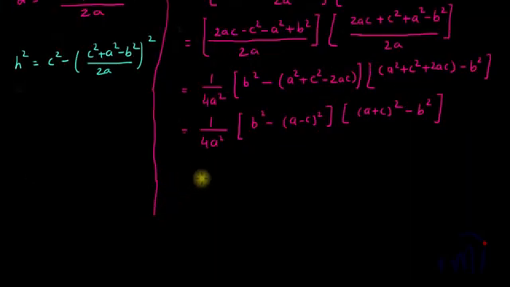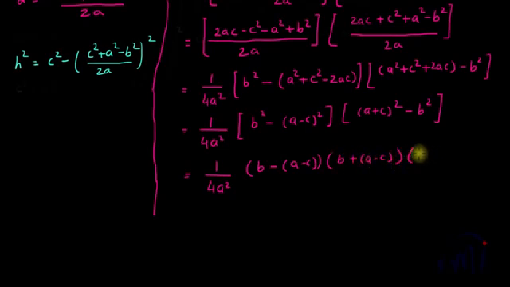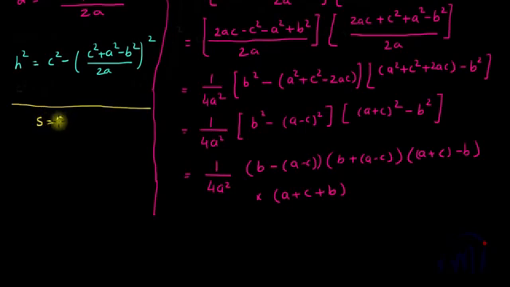So again, if I apply the formula of a square minus b square over here, this can be written as 1 by 4a square multiplied by (b minus a minus c) multiplied by (b plus a minus c) multiplied by (a plus c minus b) and multiplied by (a plus c plus b). And s is equal to (a plus b plus c) by 2, or you can write 2s is equal to a plus b plus c.